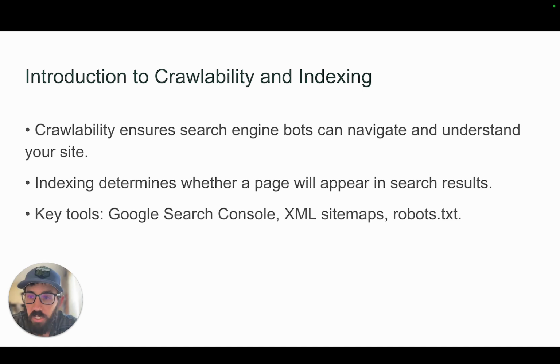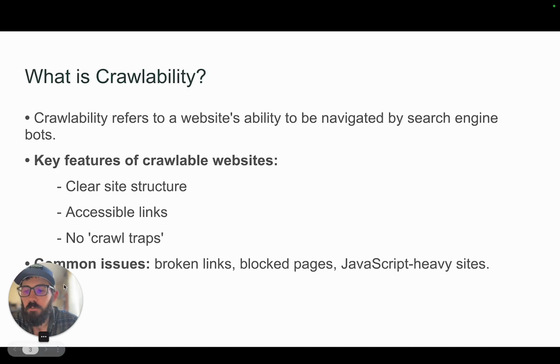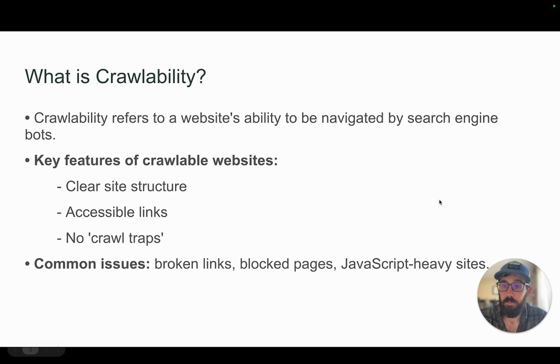So let's get started. Crawlability ensures that search engine bots can navigate and understand your website. Indexing determines whether a page will appear in search results, or maybe better put, if a page could appear in search results. And then some key tools, we're going to be looking at Google Search Console, XML sitemaps, and your robots.txt file.